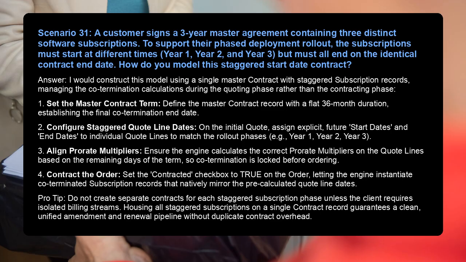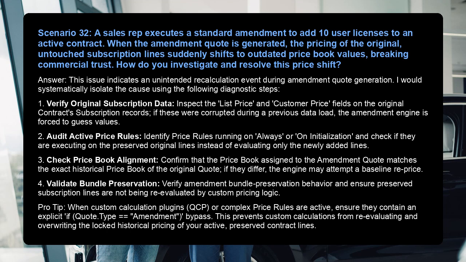Pro tip: do not create separate contracts for each staggered subscription phase unless the client requires isolated billing streams. Housing all staggered subscriptions on a single contract record guarantees a clean, unified amendment and renewal pipeline without duplicate contract overhead.